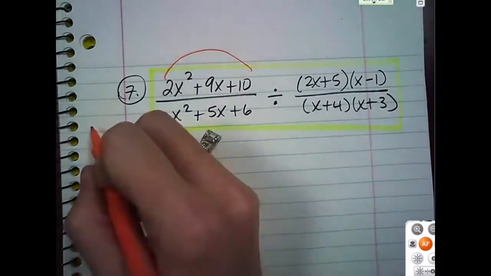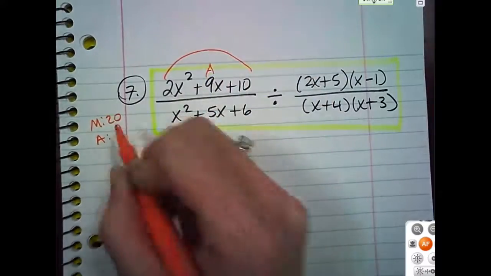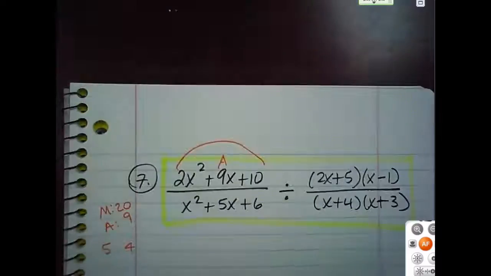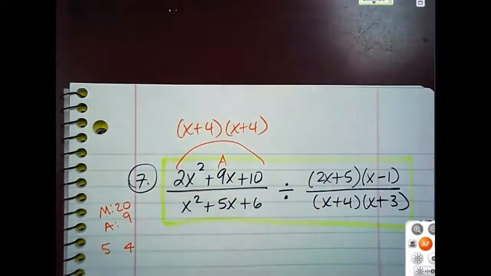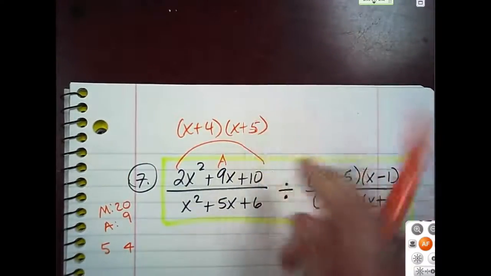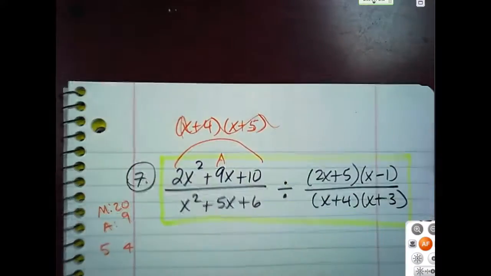You want numbers that multiply to give me 20 and add to give me 9. What two numbers are they? 5 and 4. But guys, watch. If I try to make my answer x plus 5 and x plus 4, when I go to check it, 4 and 5 make 20, not 10. So I know I did something wrong.